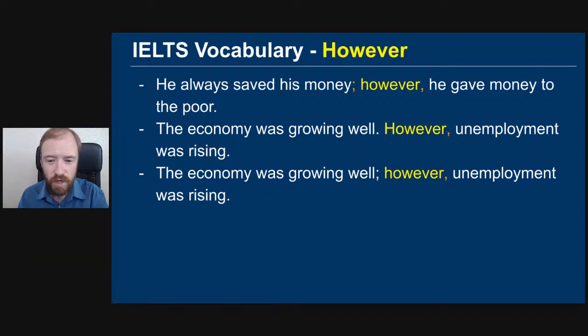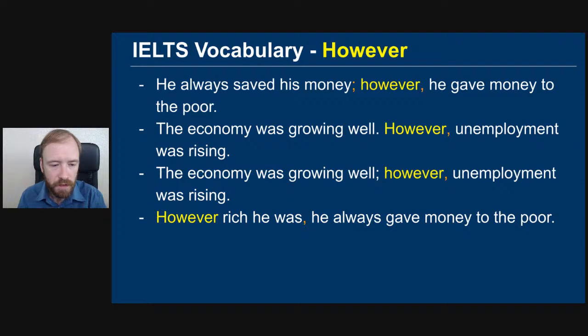The economy was growing well. However, unemployment was rising. All right. So what I did with sentences 2 and 3, same meaning, was just change the middle sentence. I started with however, and then in the last sentence, I just put it in the middle. Same meaning. Here we are beginning a sentence. Now, when you're beginning a sentence, please use a comma. However rich he was, he always gave money to the poor.